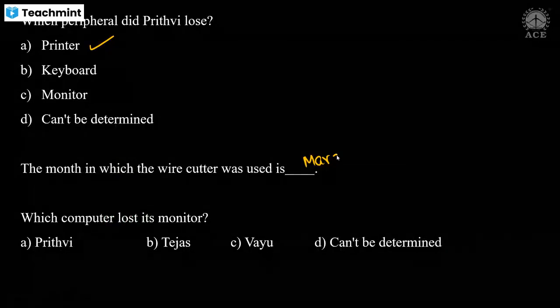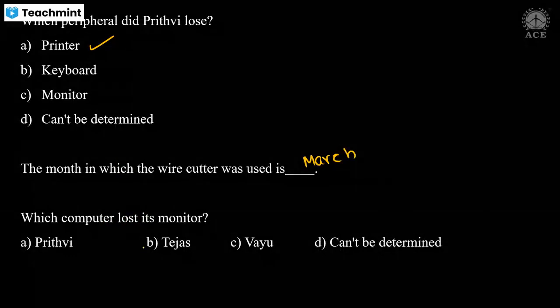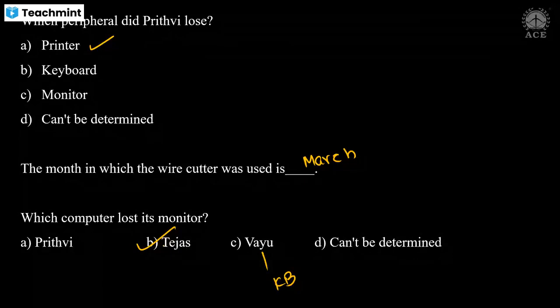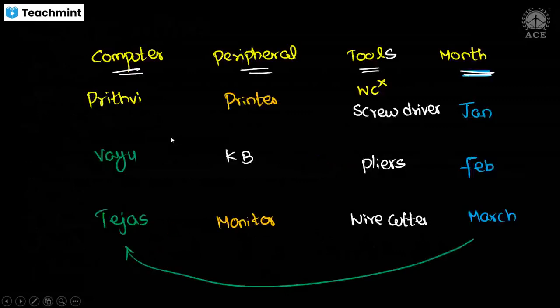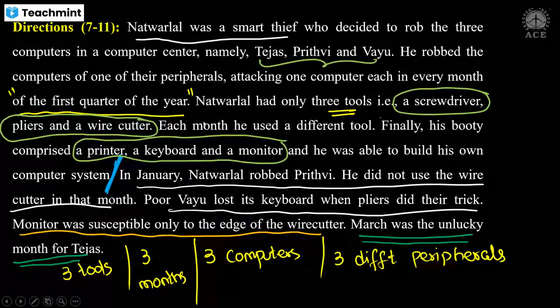Monitor is in which month? Monitor is the last one, Tejas, right? Vayu is the keyboard. Prithvi is the printer. Which computer lost its monitor is nothing but Tejas. So see, they may still ask a lot of questions on this data. This is what the puzzle test is. We had to arrange it in a proper order to handle these questions, my dear friends, right?